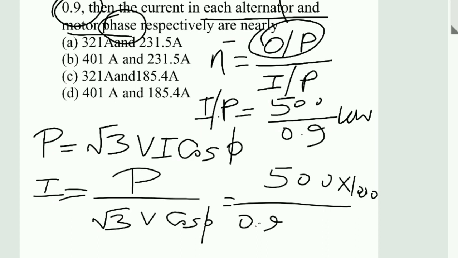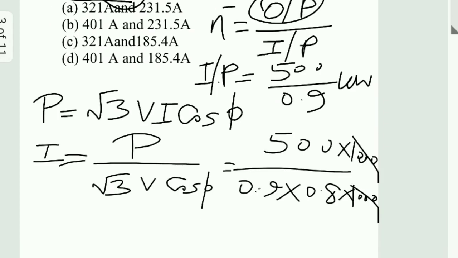Sorry guys for the bad handwriting, I am using my phone. Anyway, 0.8 power factor and V is 1000, right? So it is 400.9. We are taking it as 401 ampere, right? 401 ampere. Okay, so this is the phase current from alternator side.